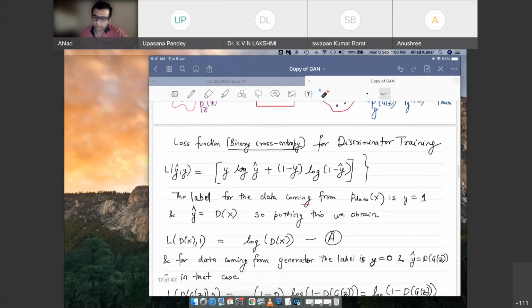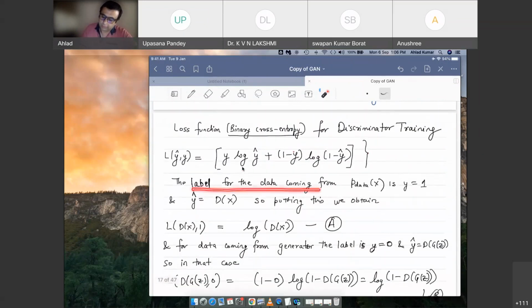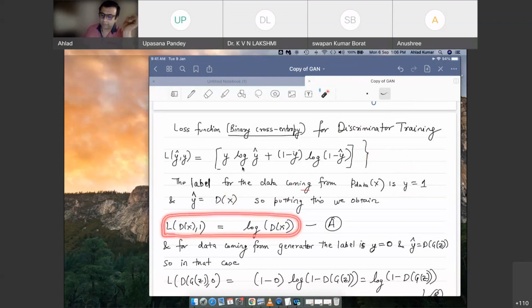So the label of the data coming from P data of x is y equal to 1. And you know that the estimate y hat from the discriminator, when you feed real data into it, is represented by D of x, because real data is going in, so your y hat will be D of x. If you put these values of y hat and y into this equation, and just substitute these values, you will get this.